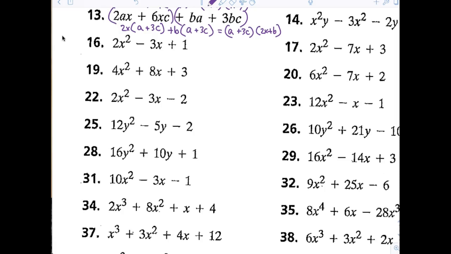Now, how do I know this is different? Because there are how many terms this time? There's 3 terms, not 4. So it's not factor by grouping, which is what's hard on the test. You got to decide what type of factoring it is.